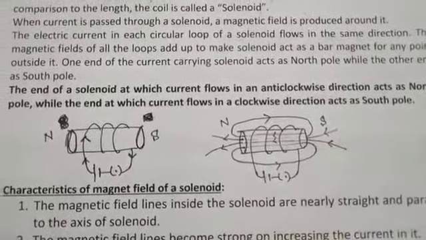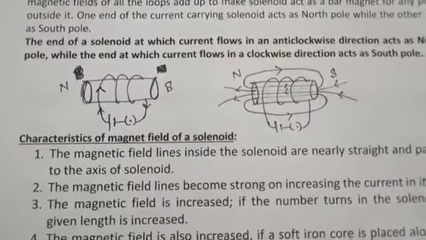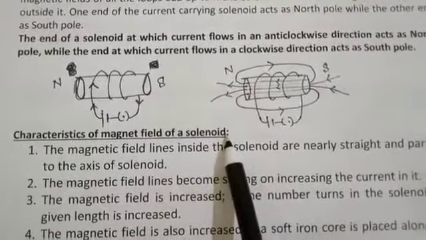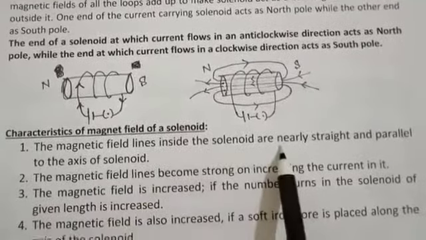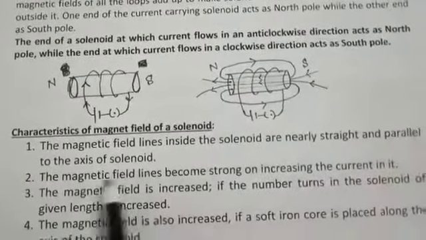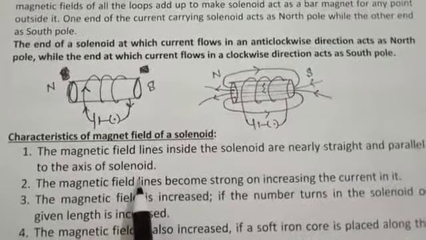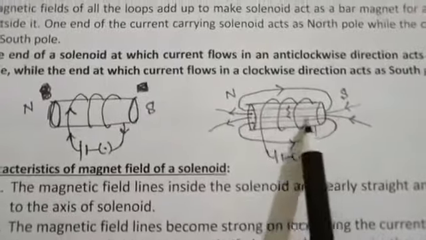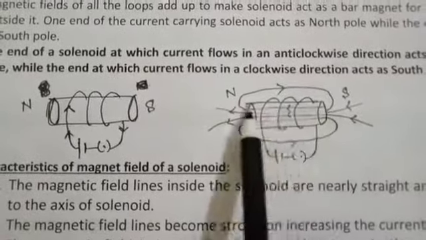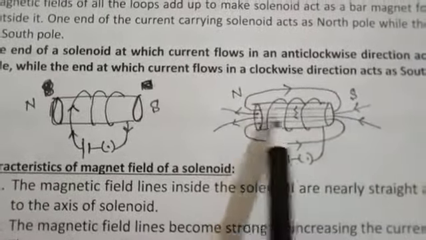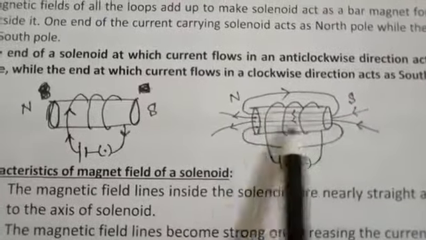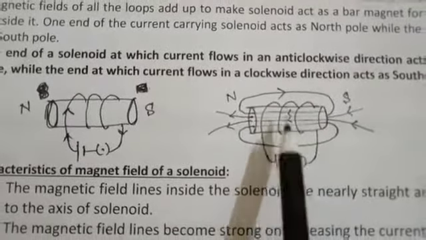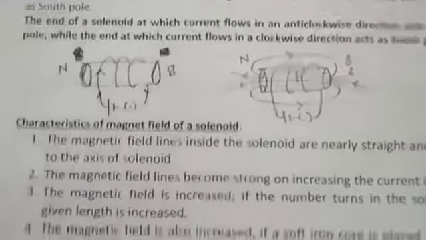south pole. Now coming to the characteristics of the magnetic field of a solenoid, point number 1, the magnetic field lines inside the solenoid are nearly straight and parallel to the solenoid. It means that if you look at the diagram here properly, these lines which are going from south to north inside the magnet, inside the solenoid, are parallel to each other and they will not intersect. That is the point number 1.